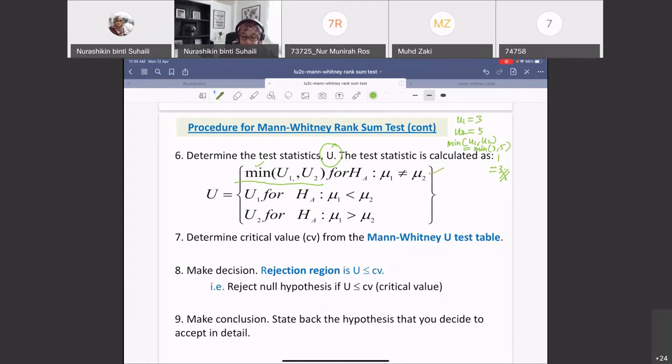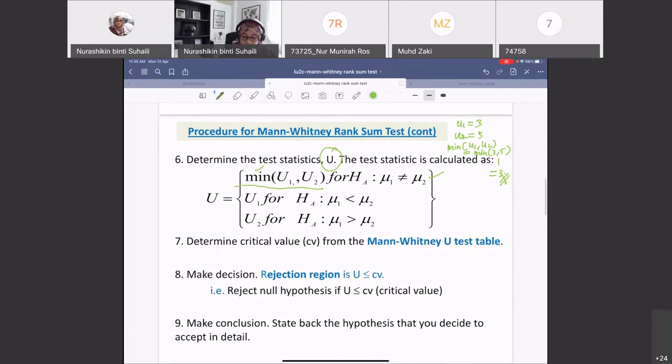But if your alternative hypothesis is one-sided, let's say mu1 is less than mu2, you should go for U1 as the U value. And if U2 is less than U1, you should go for the U2 value. So that's how you determine the U value.